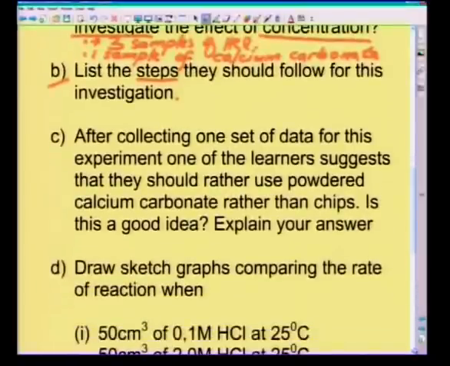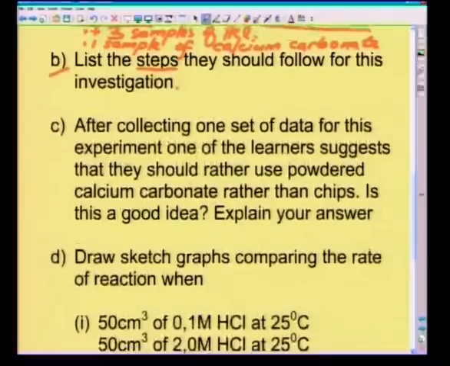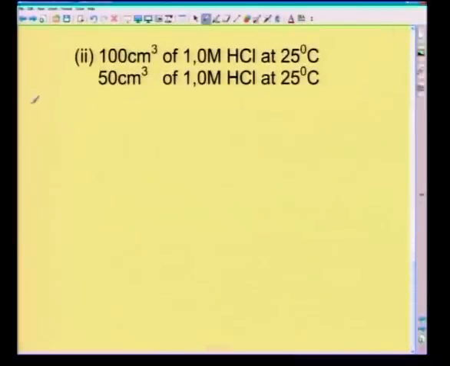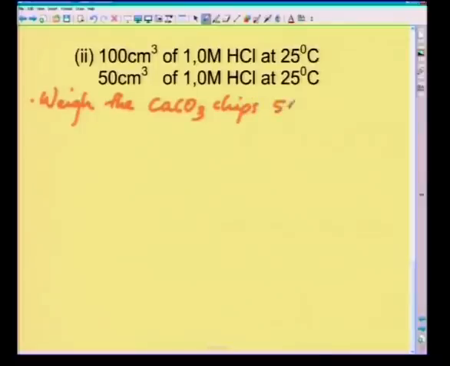Now let's move on to number B. Number B says, list the steps they should follow for this investigation. Let's have some space for that. I'll try and summarize it. One, they need to weigh the calcium carbonate chips. They need to make sure that if it's 5 grams, all of them are 5 grams in the 3 samples of the acid.